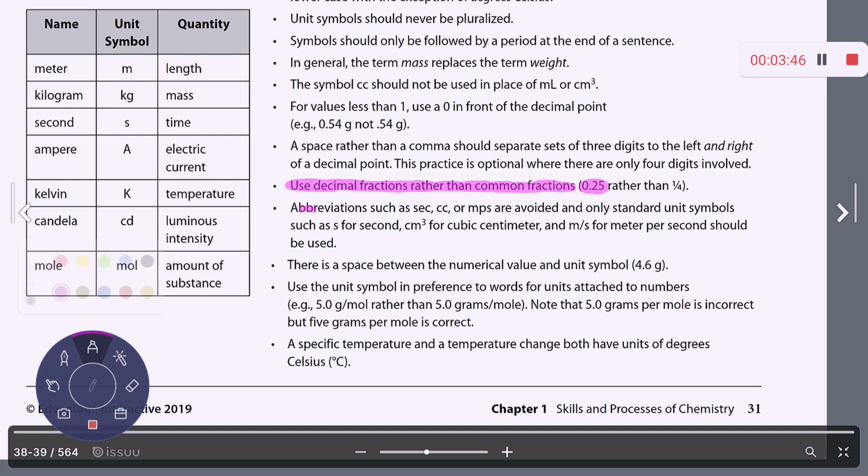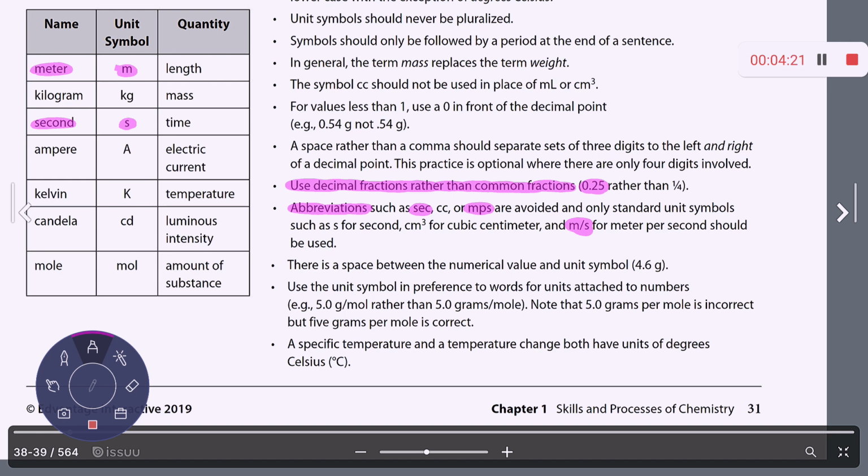Then abbreviating things using the inappropriate symbol for things like seconds, okay? Seconds is just a lowercase s. You wouldn't write it as SEC. Or if we were using meters per second, you wouldn't write it as MPS. You would write it as m, because m is a symbol for meters, with a slash and an s, like they have here. So just make sure that you're always using the appropriate abbreviations.